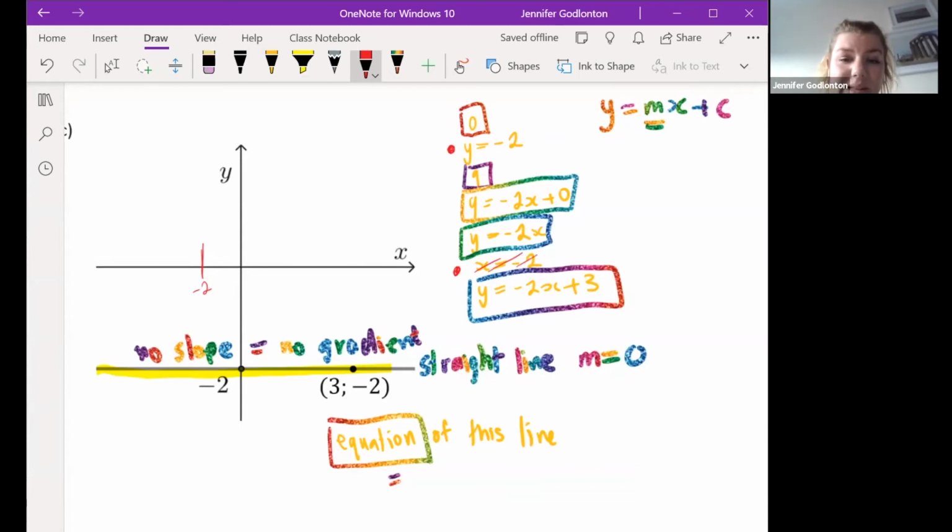So the only answer that we would want here is y is equal to -2. It's because we have a straight horizontal line. Our y-intercept is -2. And so our full equation is just going to be y equals -2. So whenever we have a horizontal line like this, we would just write the equation y equals -2.